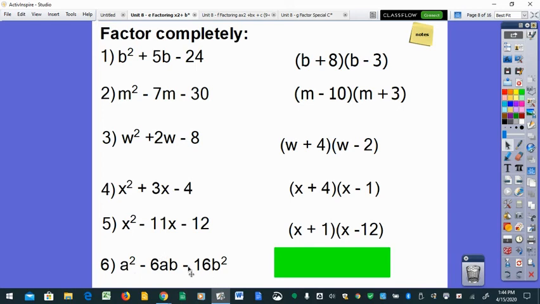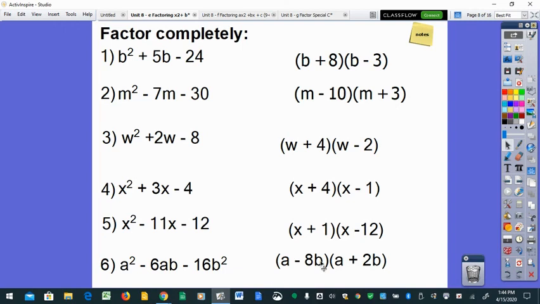So now you look at this one, you're freaking out because there's all these variables. Well, you know, a is going to go at the front of the binomial and b is going to go at the back. And now you just kind of look at the numbers. So we're looking at a negative. So we know that one of them has to be plus and one has to be minus. And the minus has got to hold the bigger number to get this b to be minus. So we need a pair of numbers that are going to add to -6 and multiply to -16.